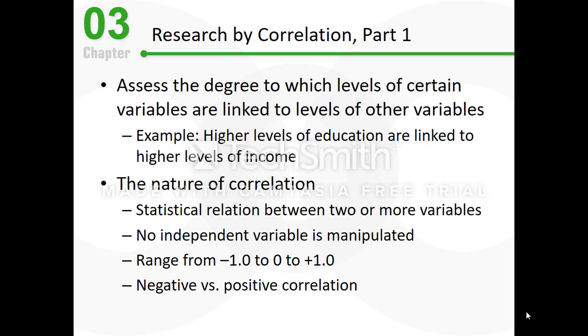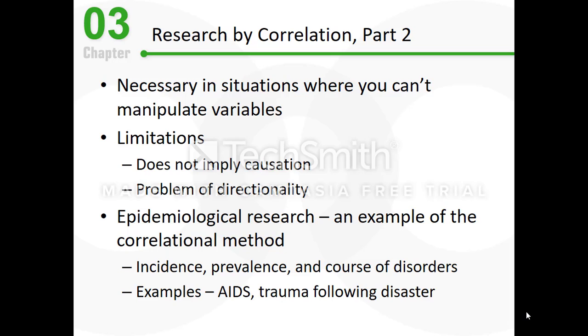We can then do a correlational study, which looks at the relationship between the variables. The nature of correlation is that it's going to be the statistical relationship between two variables. There's really no manipulation of an independent variable. Your correlation can range from -1 to +1, a negative to a positive correlation.